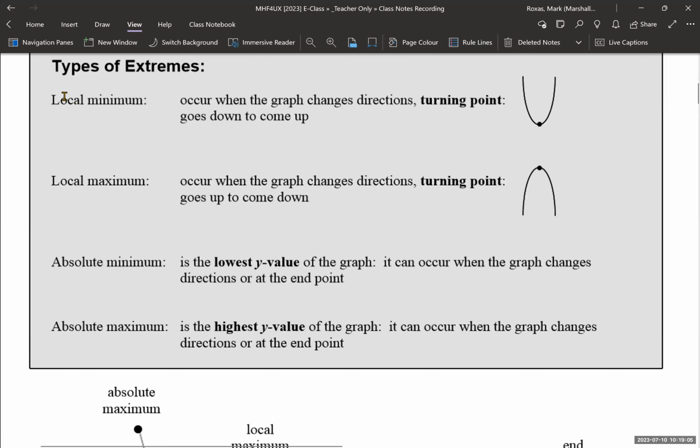So we're going to experience local minimums. They occur when the graph changes directions. The turning point, it goes down and then comes up. Okay. Local maximum is when it changes direction by going up and then going down.